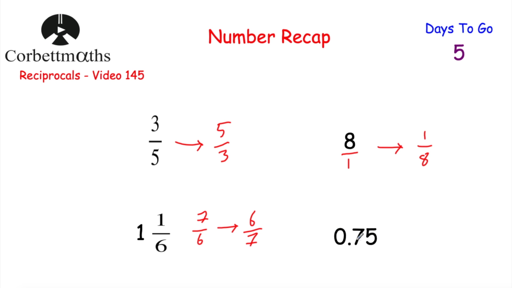And then if we had 0.75, if we wanted to find the reciprocal of 0.75, we write it as a fraction to begin with, which is 3/4, and then flip it over to find its reciprocal, which would be 4/3. And just remember that a number multiplied by its reciprocal will always be equal to 1.